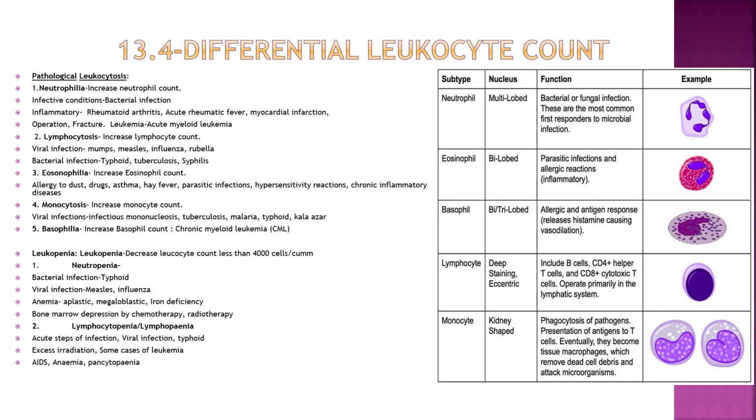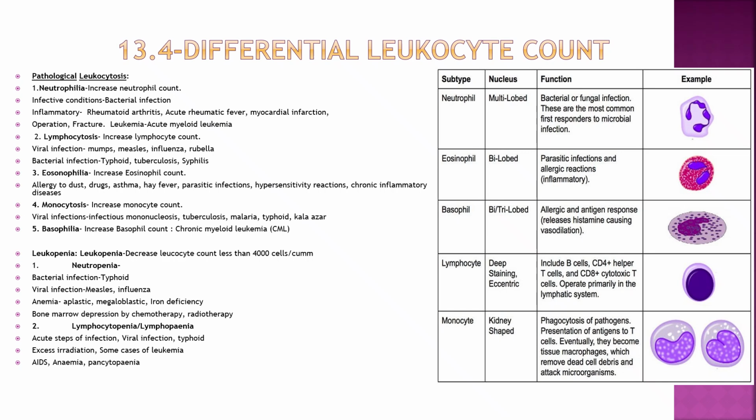So the fifth parameter from the CBC is differential leukocyte count. So in that, granulocytes, that is the granules seen in the cytoplasm, they are of three types: neutrophil, eosinophil and basophil. Neutrophils are usually 10 to 14 micron in size, and the cytoplasm contains fine pink color granules, and nucleus has 2 to 3 lobes.